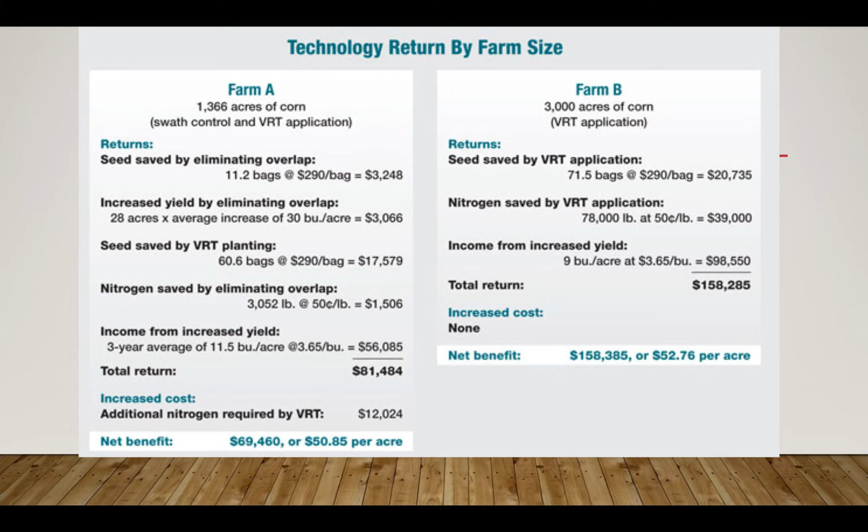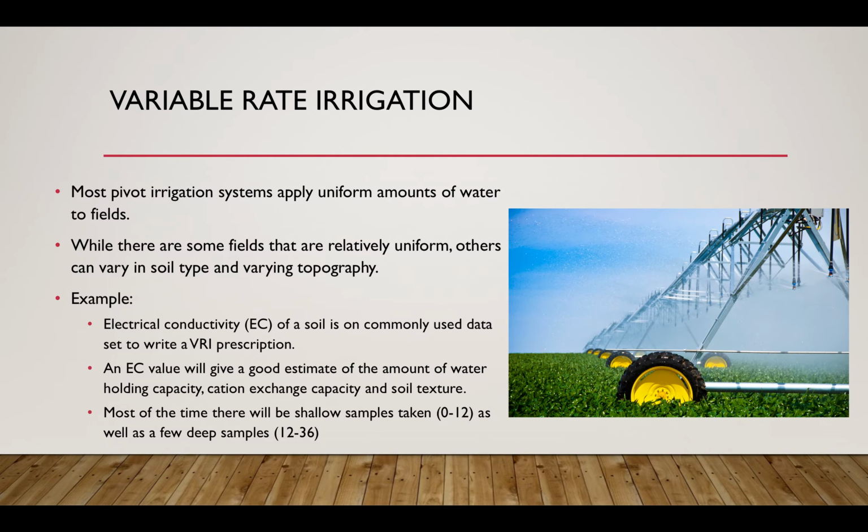So you can go through this, exactly seed saved by variable rate planting. They say they save 60 bags, $290 a bag. That's 17,000 right there. So their return is 81 grand. Now, I'm not going to say that's going to be that much for every farmer, but that puts in perspective the amount that you can potentially save by using this technology.